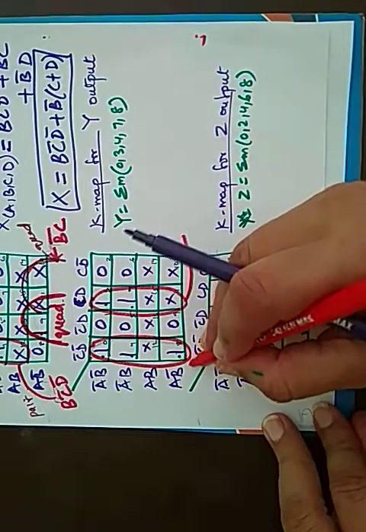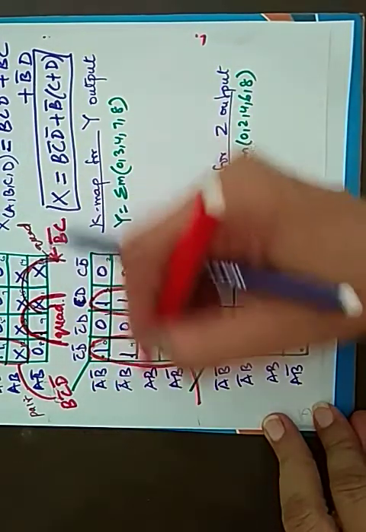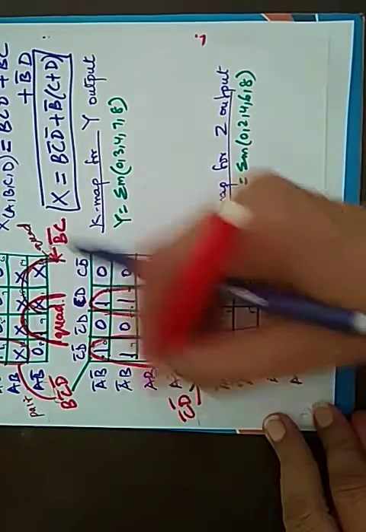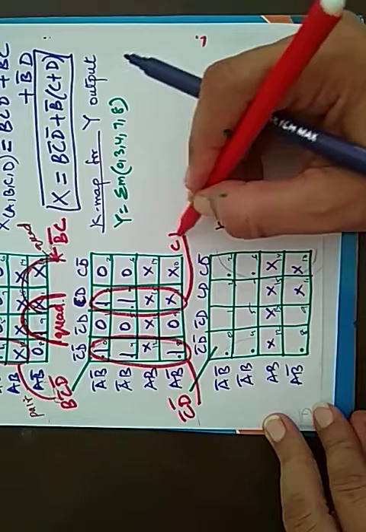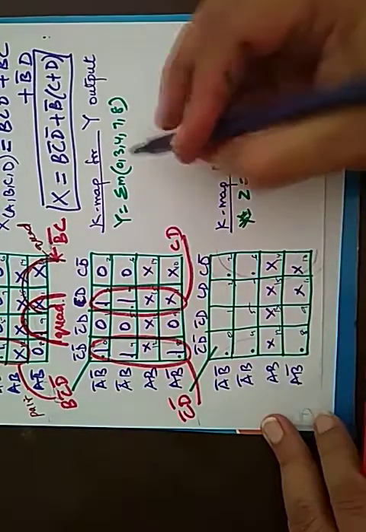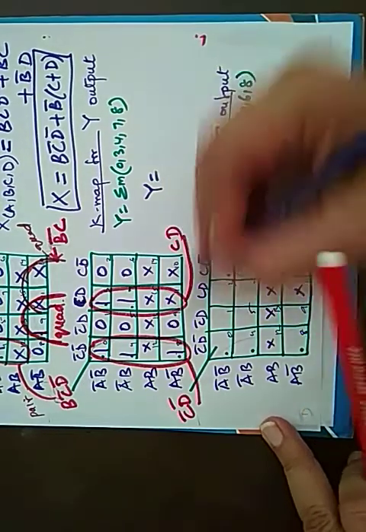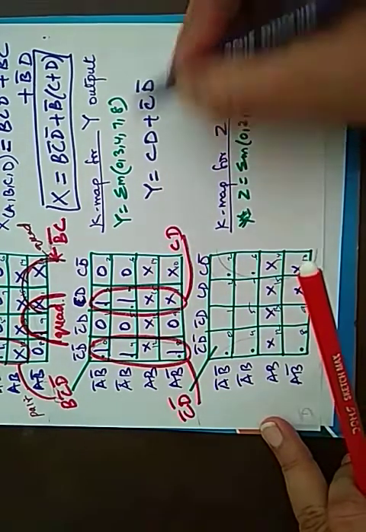Let's see the values of both of these. This is a vertical quad, so the rows will be eliminated. You'll be left with C bar, D bar from the column. Similarly for this, left with C, D from the column. Rows are all eliminated. So you write Y as CD plus C bar, D bar.